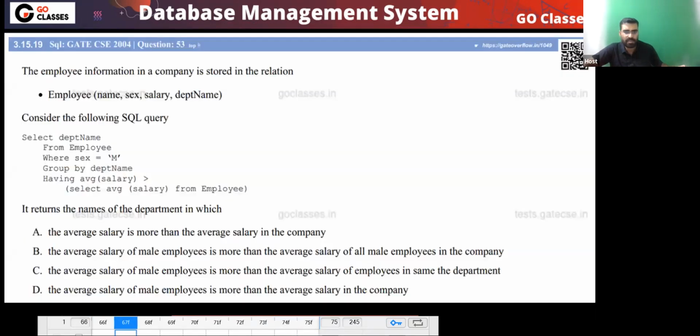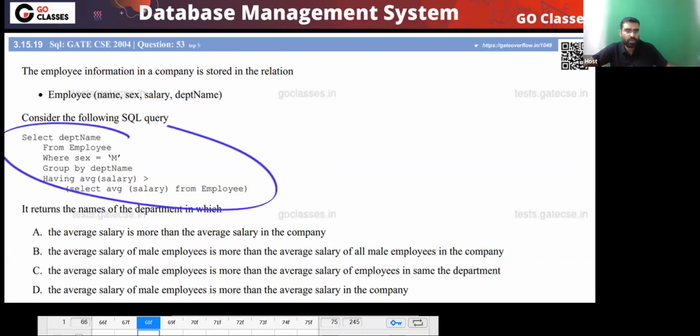So let's see this question. Tell me the answer for this. The employee information in a company is stored. So this employee information is given to you: name, sex, salary, department name. And this query is given to you. First of all, you tell me, is this a nested query? This is not a nested query. This is a very simple direct query.